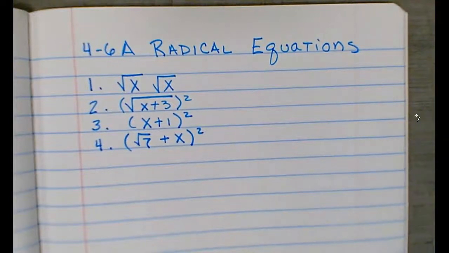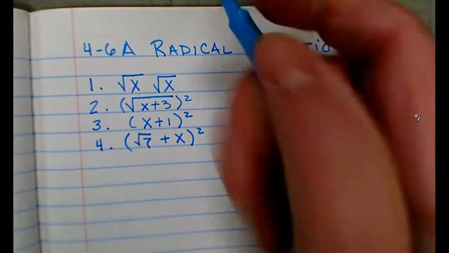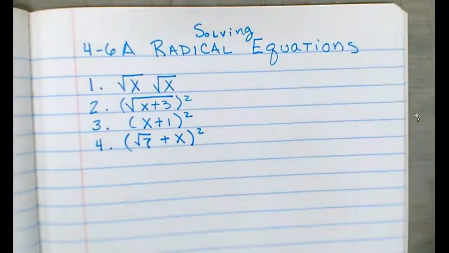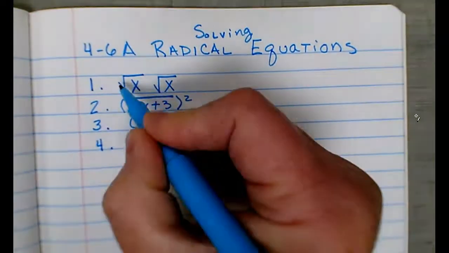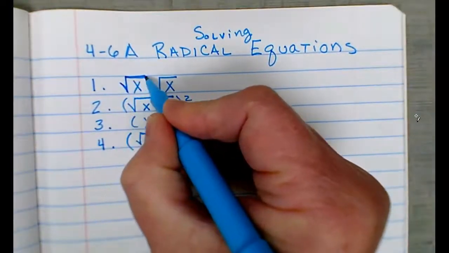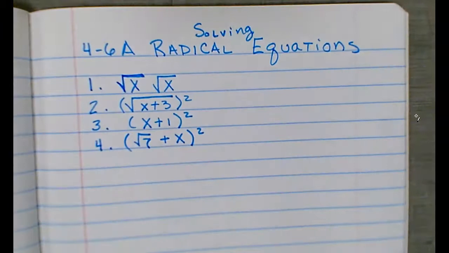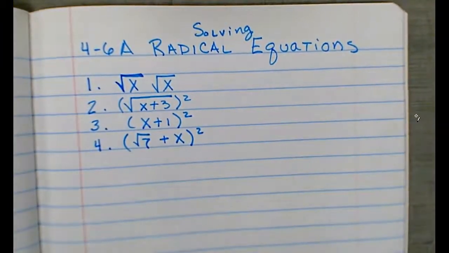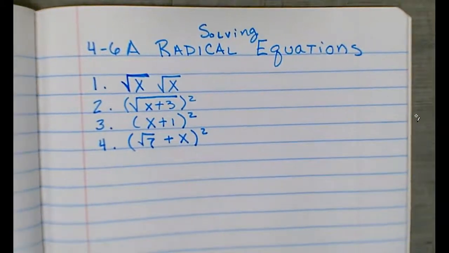Today we're going to look at solving radical equations. Radical is the official mathematical name for this symbol right here. This symbol might also be called a square root sign. So we're going to solve equations that have square root signs.